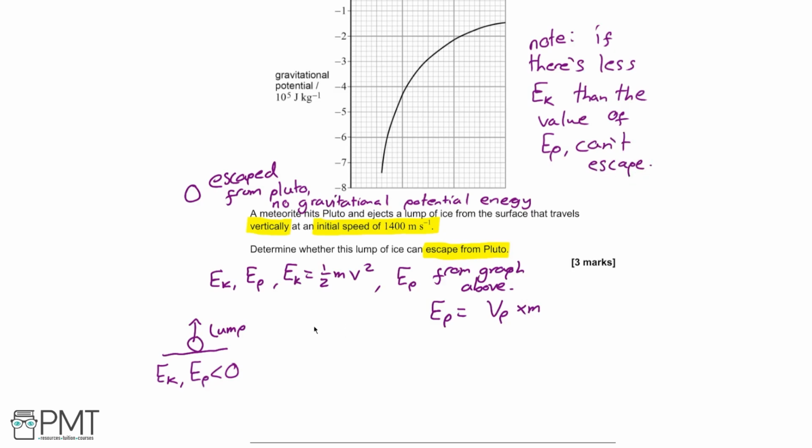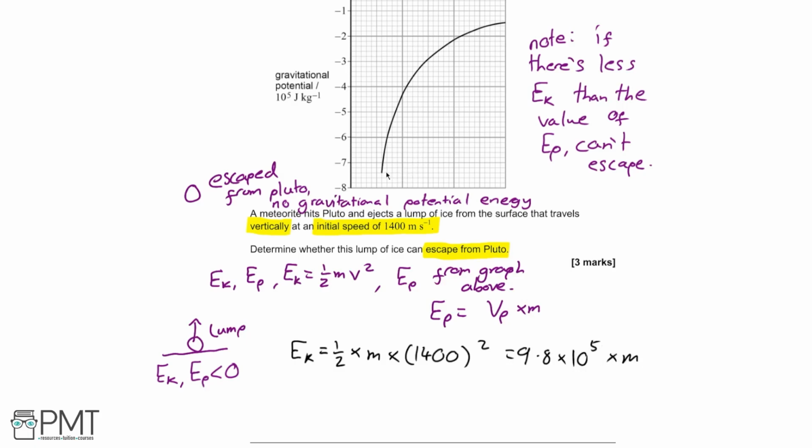So the point then is that I want to calculate the kinetic energy and the potential energy and see which one of them has a larger magnitude. In other words, I can calculate the kinetic energy, Ek, is equal to 1/2 times the mass of the object, which we don't know, multiplied by its velocity, which is 1,400 squared. And doing that calculation, what we find is that we have 9.8 times 10 to the 5 times m.